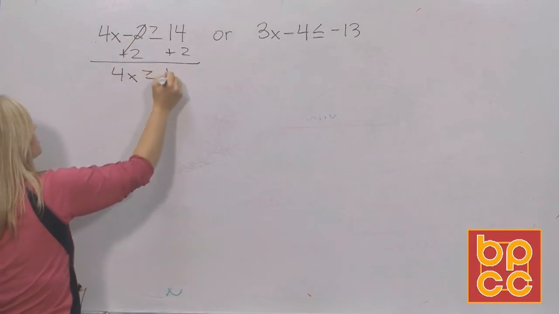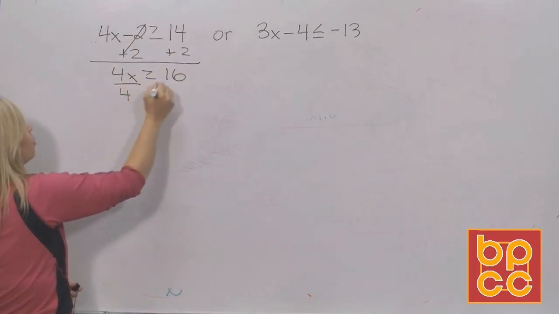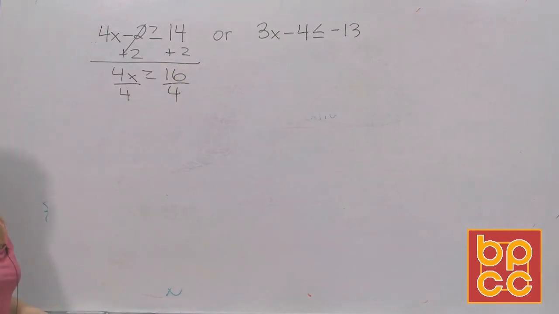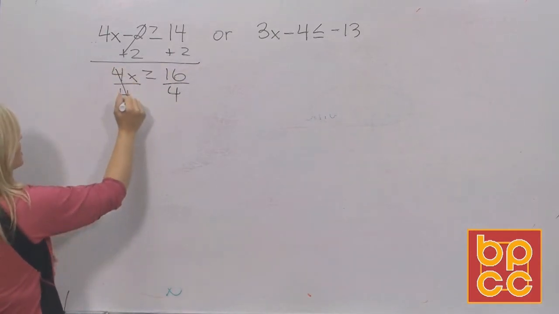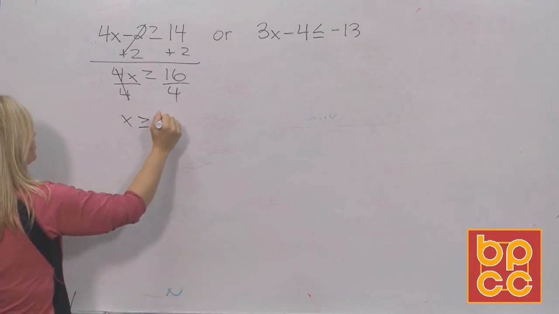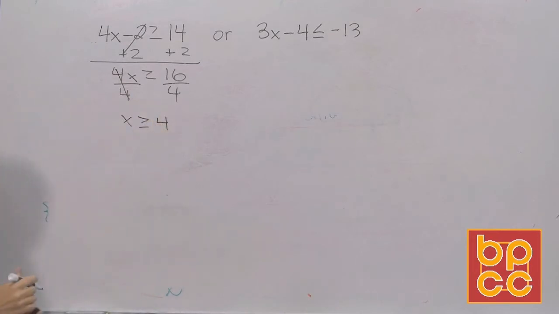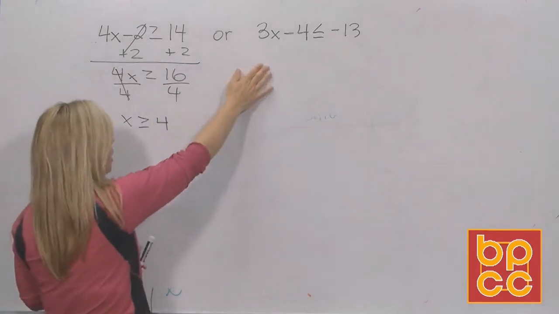4x is greater than or equal to 16. We're going to divide by 4. Do we switch the symbol? No, we do not. We're dividing by a positive, so everything stays put. But we're not done. We have another inequality to solve.